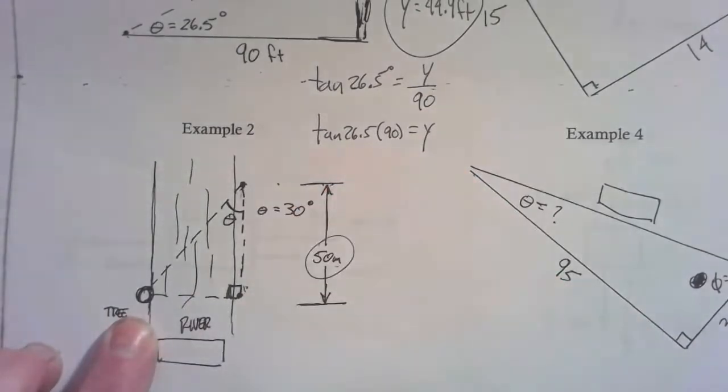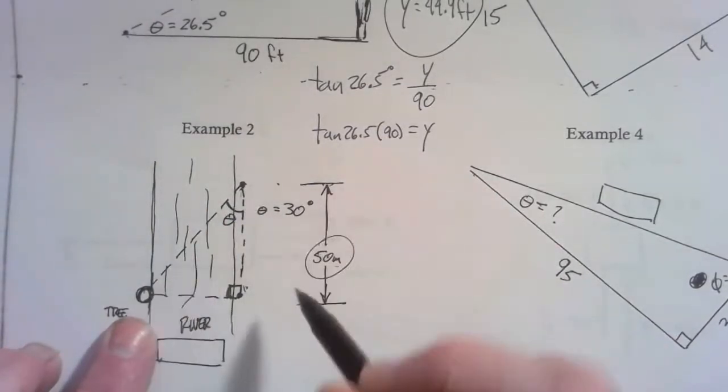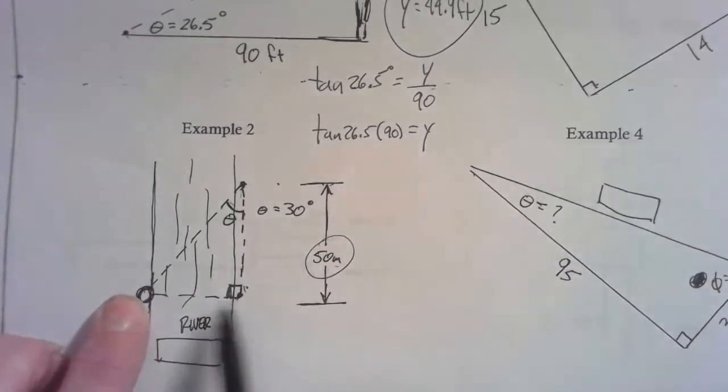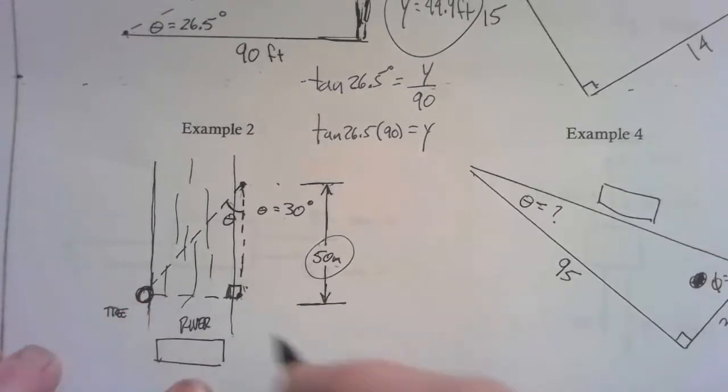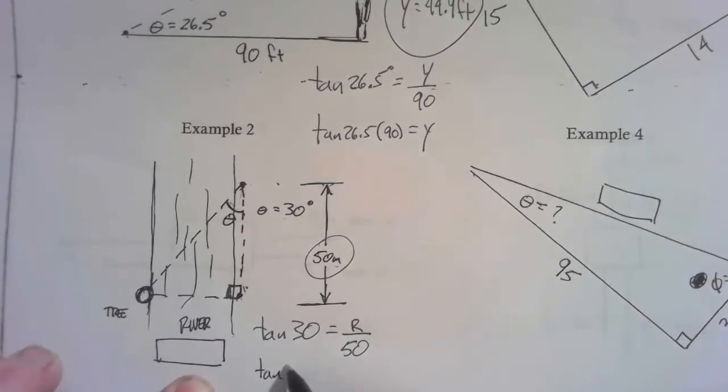The device is called a transit, for it measures angles, distances, that kind of thing. But in this case, you would measure this angle right here. You measure that to be 30 degrees. So your opposite side is the width of the river. So the tangent of 30 degrees is equal to our opposite, so we'll say r for river, over our adjacent, which we marked off as 50 meters. And so tangent of 30 times 50 will equal the distance across the river.